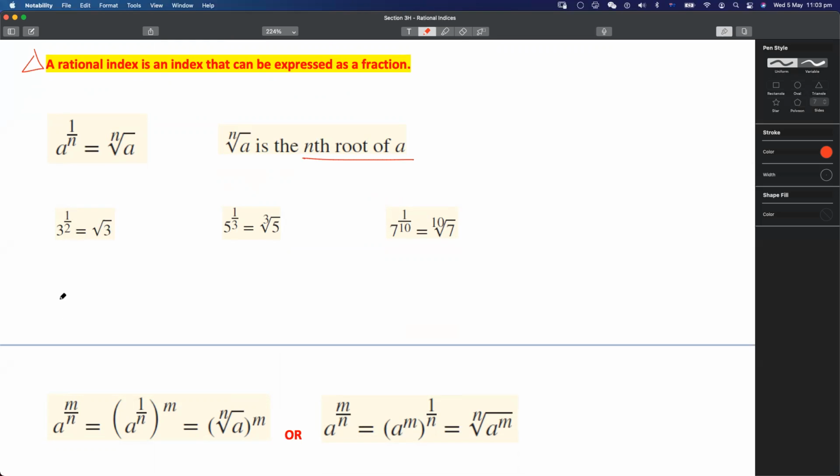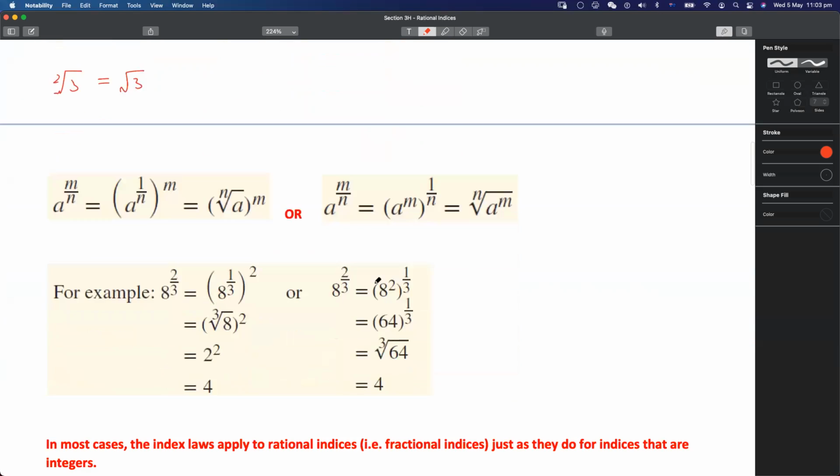As I said before, it's the second root of 3, but because we use square root so much, we don't show the 2 here. We just write root 3. But anything apart from a square root, you've got to show. So 5 to the power 1/3 is the cube root of 5, and 7 to the 1/10 is the 10th root of 7. See that? The denominator is always going to determine the number in here.